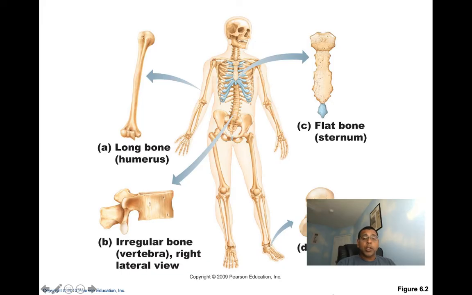Next we have short bones. They are described as being bones that are cube-shaped. They are equal in length and width. Examples of short bones will include wrist bones and ankle bones. We'll also classify sesamoid bones here as well.